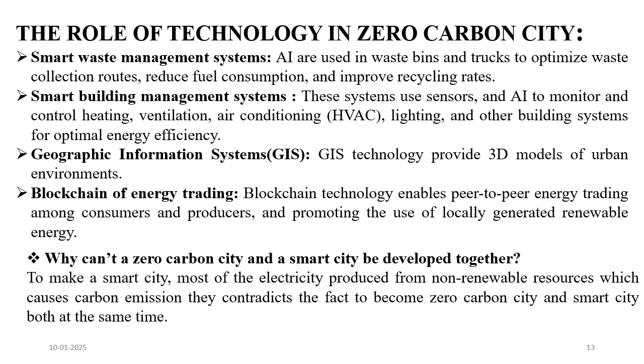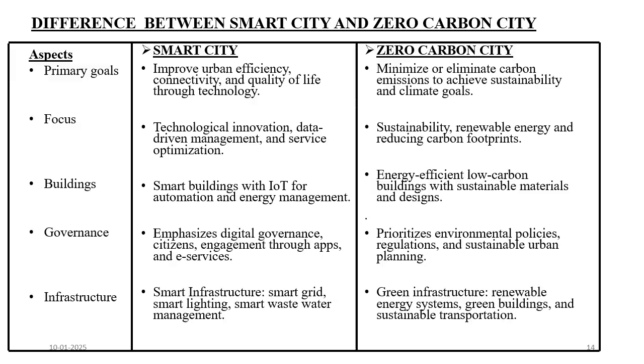Blockchain technology enables peer to peer energy trading among consumers and producers. Now, why can't a zero carbon city and a smart city be developed together? Zero carbon city and smart city can't be developed together because a smart city requires high electricity to run, which is not fulfilled by renewable energy.